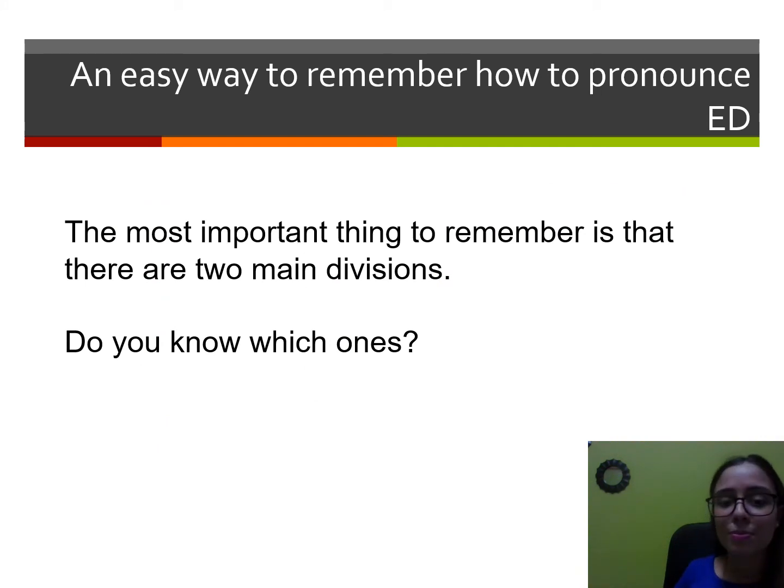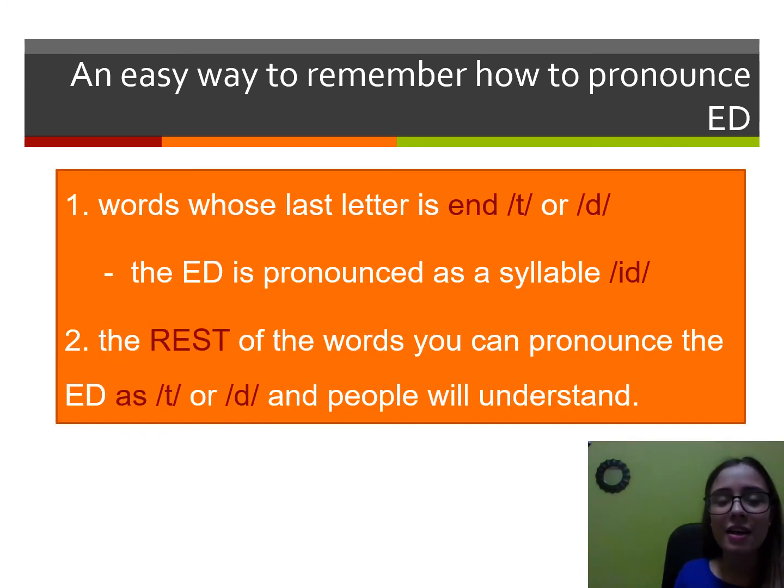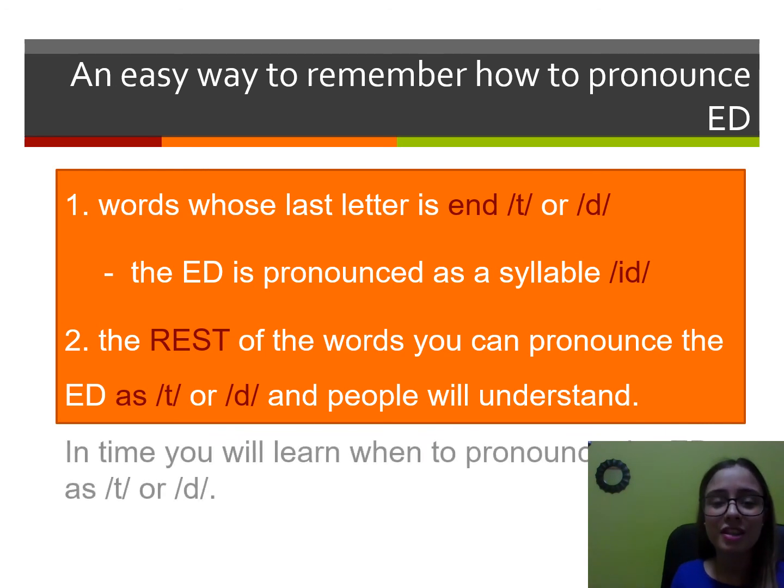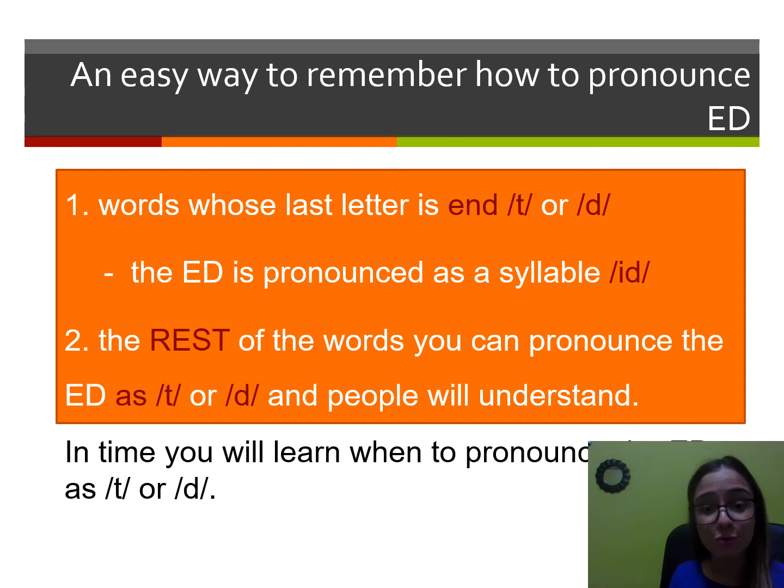So the most important thing to remember is that there are two main divisions. Do you know which these are? The first one are words whose last letter is T or D. The ed is pronounced as a syllable, ed. The rest of the words, you can pronounce the ed as a T or D, and people will understand.